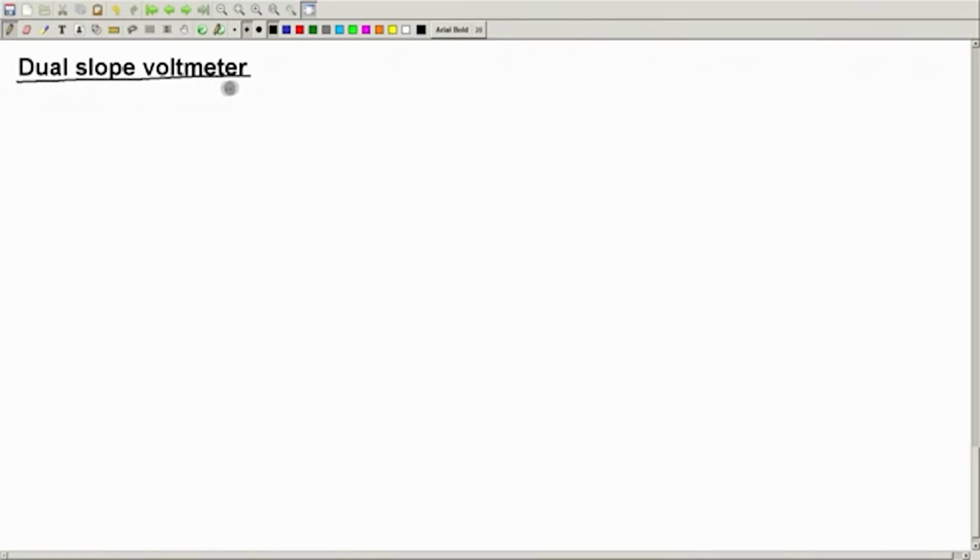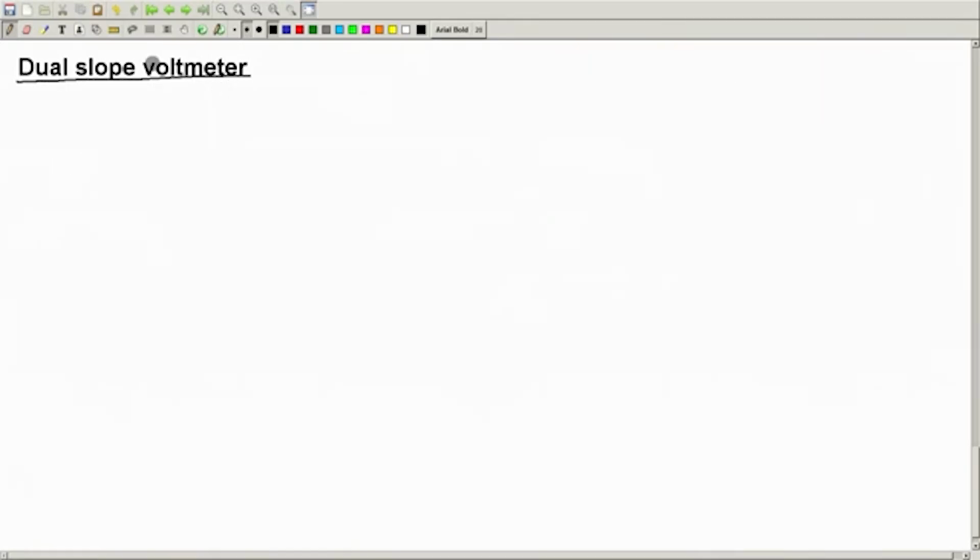To get rid of this problem, we will see a slightly new, modified version where this problem won't be there. So, this is called a dual slope voltmeter.